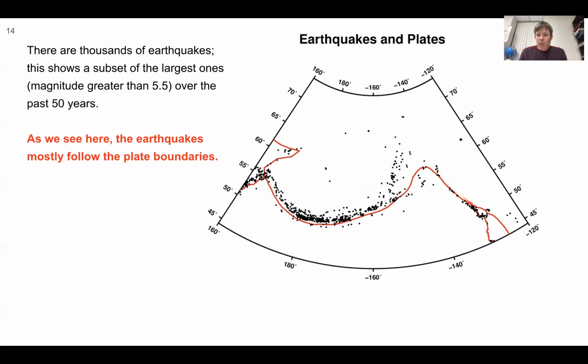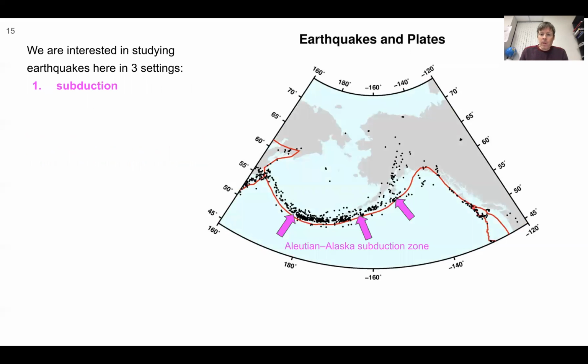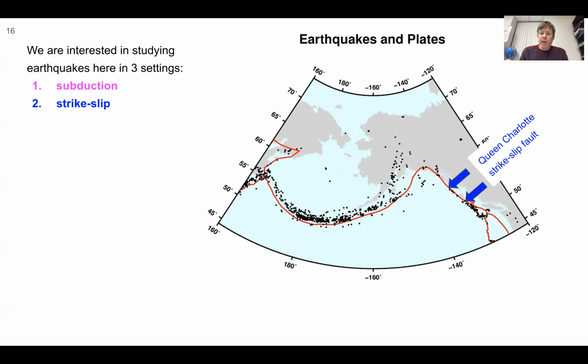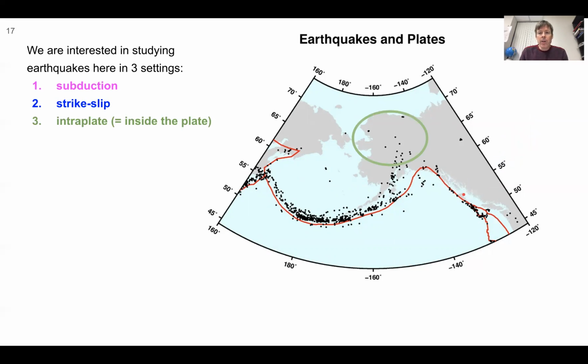We also see some earthquakes along this eastern boundary associated with strike slip motion here. So we're interested in studying earthquakes in 3 settings: the Aleutian-Alaska subduction zone, seeing this arc of dots paralleling the plate boundary, and also the strike slip. The Queen Charlotte strike slip fault is essentially the northern San Andreas fault. Same kind of motion, right lateral strike slip motion. Third is intraplate, meaning inside the plate or within the plate. So we see some scattered dots out here.